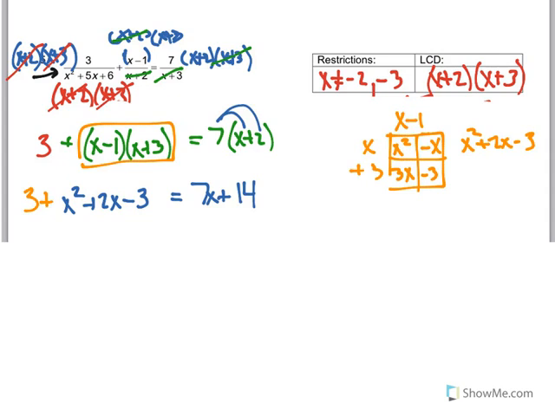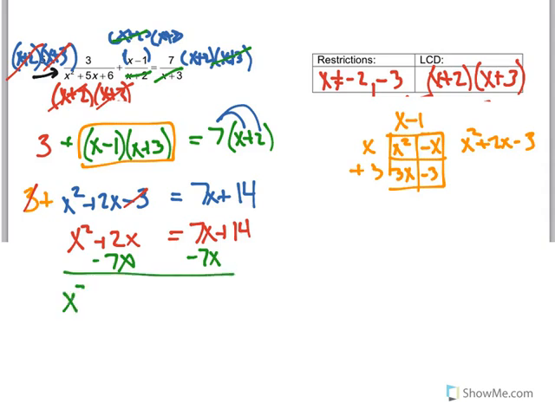Now I'm going to clean up the left side. 3 minus 3 cancels, so I'm just left with x squared plus 2x equals 7x plus 14. Now I'm going to get everything equal to 0, so I'm going to move the 7x over. When I do that, I'll get x squared minus 5x, and then I'm going to move the 14 over. Minus 14 equals 0.